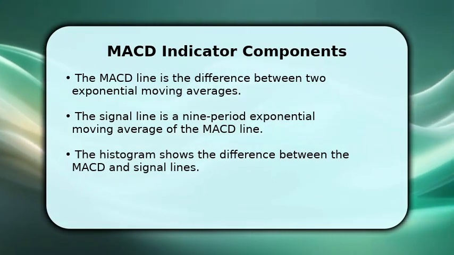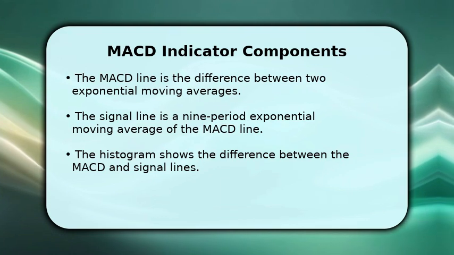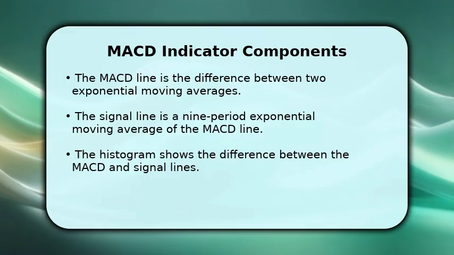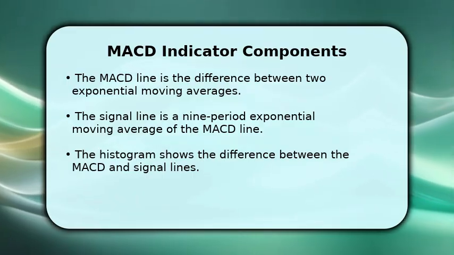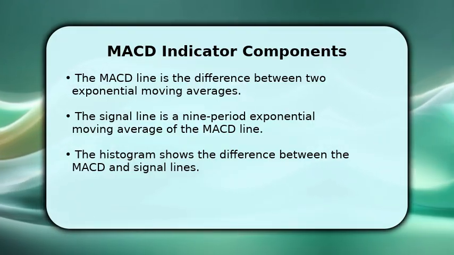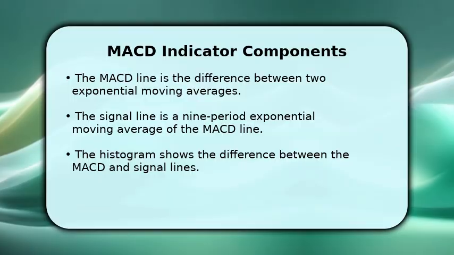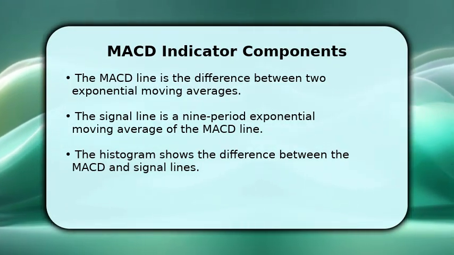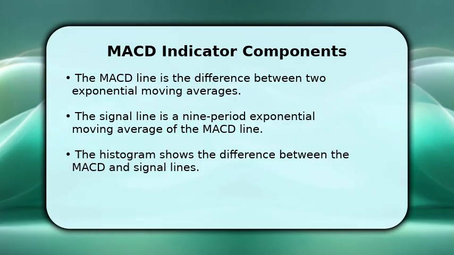The MACD line itself is calculated by subtracting a 26-period exponential moving average from a 12-period exponential moving average. The signal line is a 9-period exponential moving average of the MACD line. Finally, the histogram visually represents the difference between the MACD line and the signal line, providing clear insights into momentum.